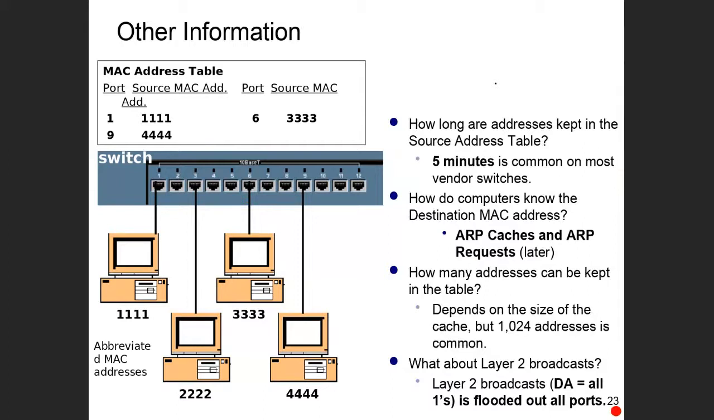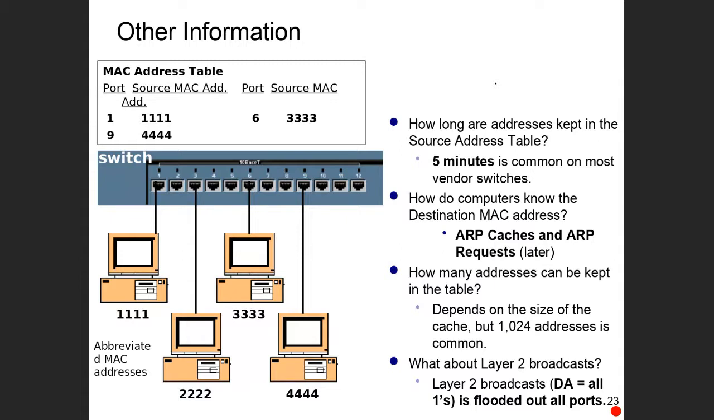Now, how long are addresses kept in the source address table? About 5 minutes. How does the computer know the destination MAC address? Well, he does ARP requests and gets back ARP replies, and he updates his ARP table. We saw that earlier on the Windows screen. How many addresses can an Ethernet switch put in this table? Maybe 1,000. Well, there's only 12 ports, but a port could go to a hub with 24 devices in it, so they usually have large memory.